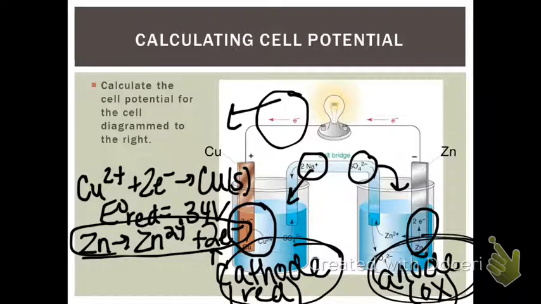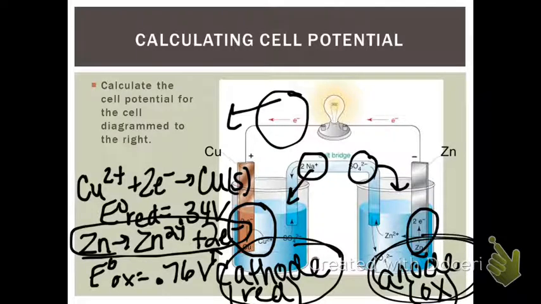So what you do is you look up zinc 2+ plus 2 electrons makes zinc solid. And on the chart, it's towards the bottom, and it says negative 0.76 volts. But we're going to do the opposite of that. And we're going to write positive 0.76 volts.